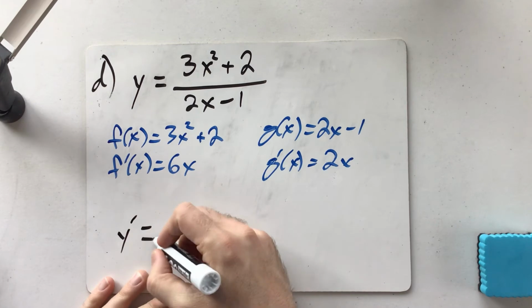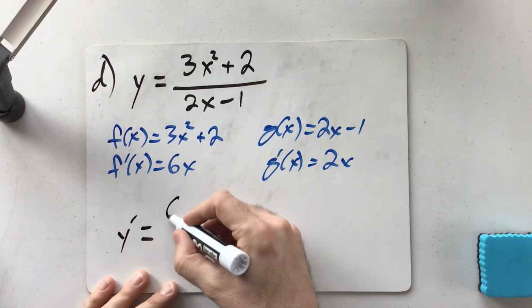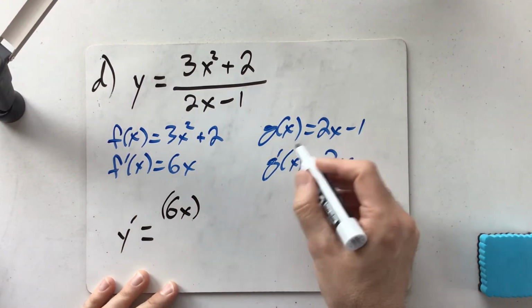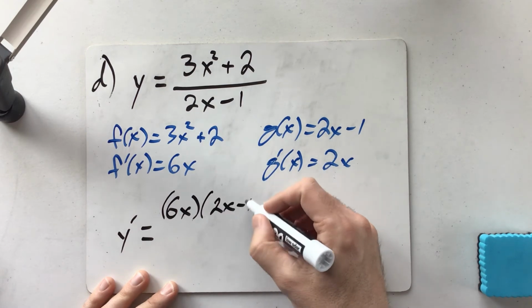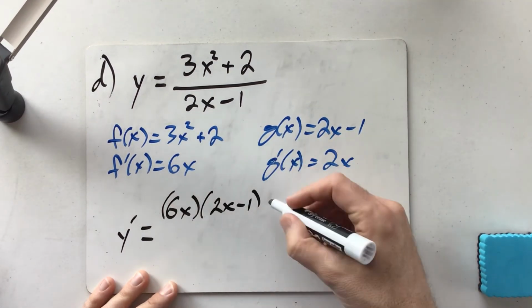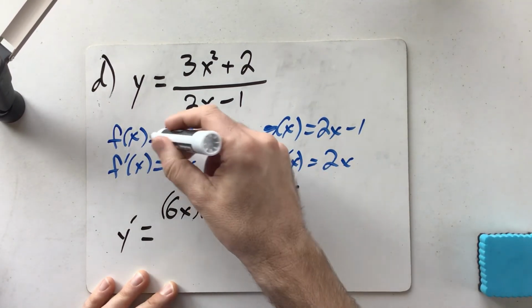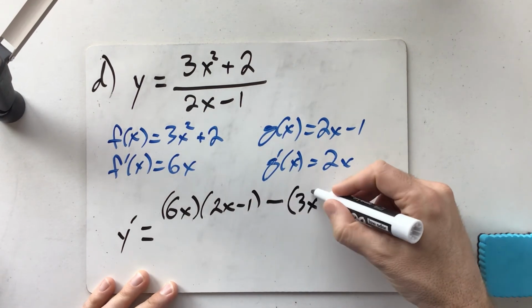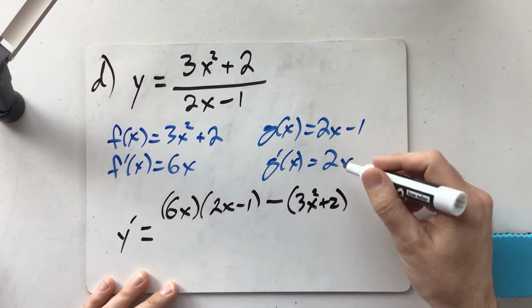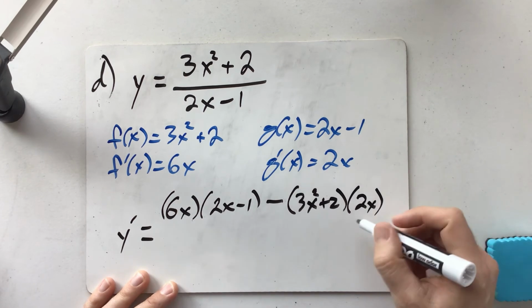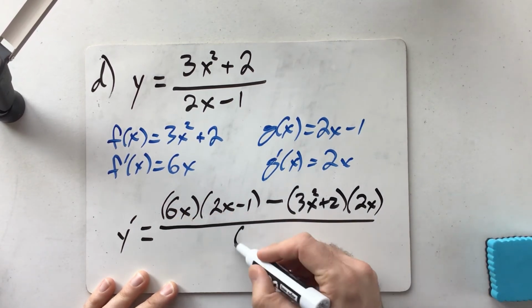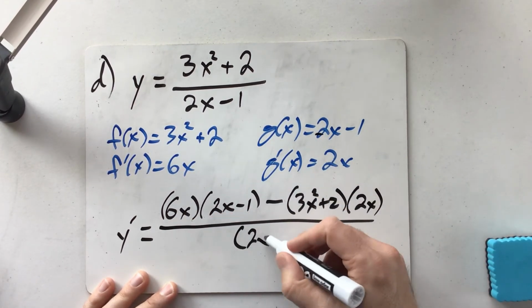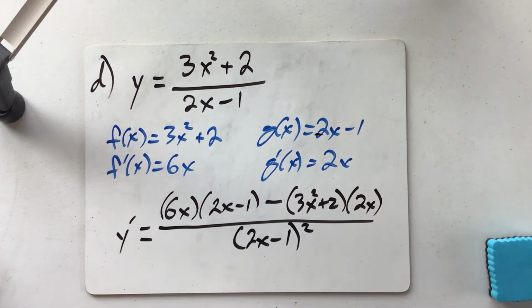So y prime is the derivative of the top, 6x, times the bottom, 2x minus 1, minus the top, which is 3x squared plus 2, times the derivative of the bottom, which is 2, all divided by the bottom, 2x minus 1, squared.